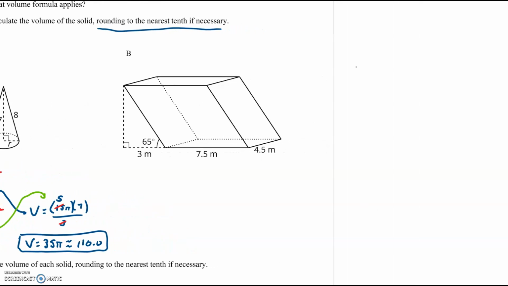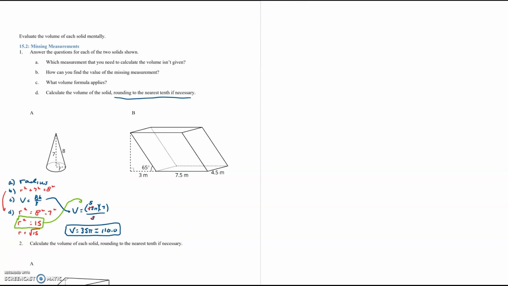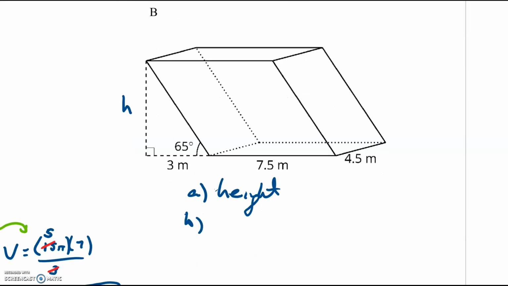If we take a look here at the second figure, we're going to answer the same set of questions. For part A, we want to know which measurement we need. Well, we need h, the height of this figure. This is an oblique rectangular prism. Part B, how can I find that? So if I look at this figure more closely, I notice that I have a right triangle here. I can find the height by using trig.